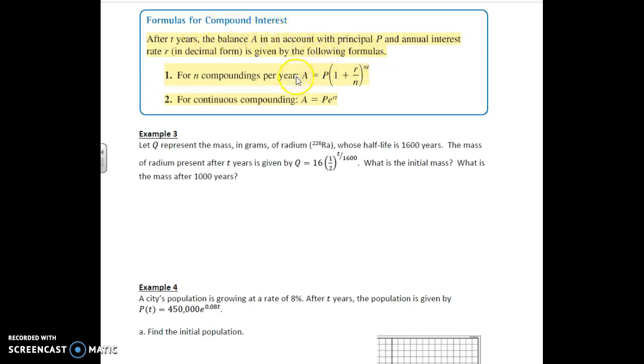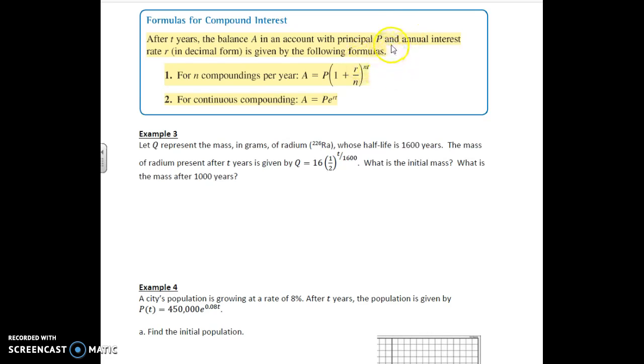Those formulas, possibly in Algebra 2, you have seen exactly how they're derived. For right now, we are going to use them as they are. If you have n compoundings per year, then you would use the formula A is equal to P times (1 plus r over n) to the n times t power. It might be helpful to add the meaning of some of these variables.